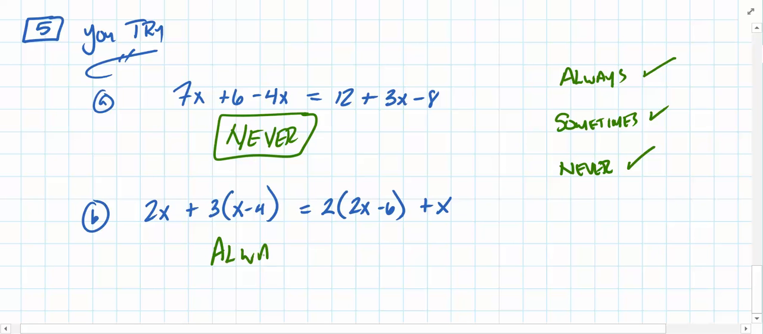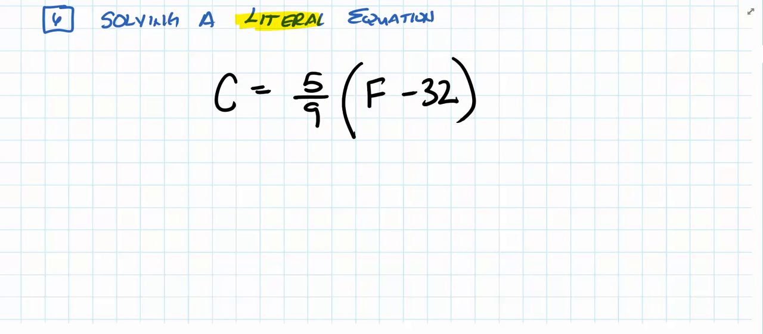Okay, awesome. All right, this is an example of a literal equation. A literal equation is nothing more than an equation that has more than one variable in it. Who knows what this equation is? Yes, Brandon. It's the conversion from Celsius to Fahrenheit. Very good. So what makes this a literal equation? More than one variable. Which two variables does it have? C, and it has F.